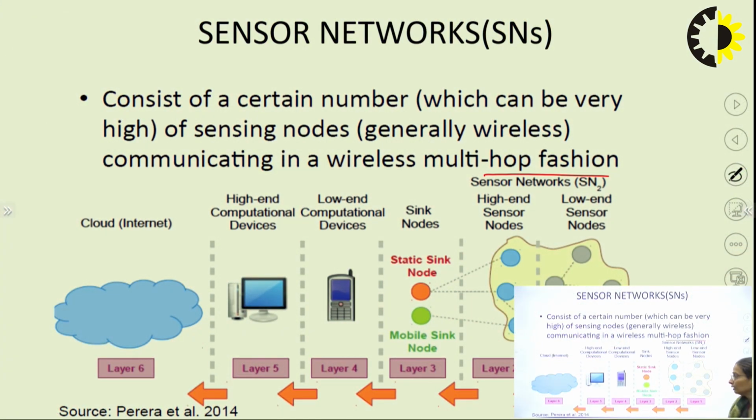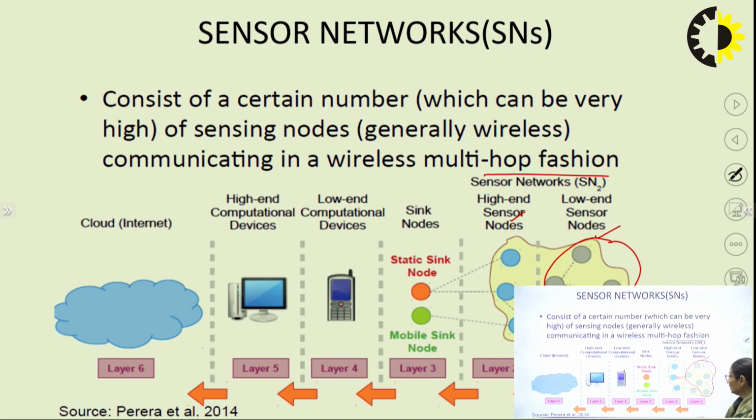If you look at the figure, we have layer 1, and at layer 1 we have low-end sensor nodes. At layer 2 we have high-end sensor nodes. Now these low-end sensor nodes are connected with the high-end sensor nodes. If you look at the figure, this particular network is connected to this single high-end sensor. That is, if you want to make a large sensor network, then we can form the large sensor network with the help of low-end and high-end sensor nodes.